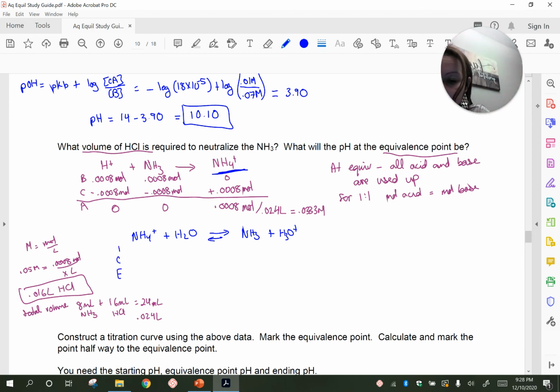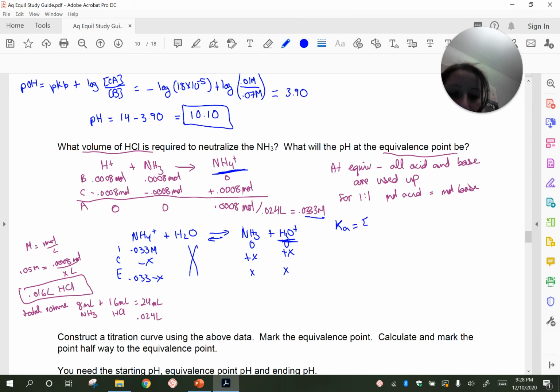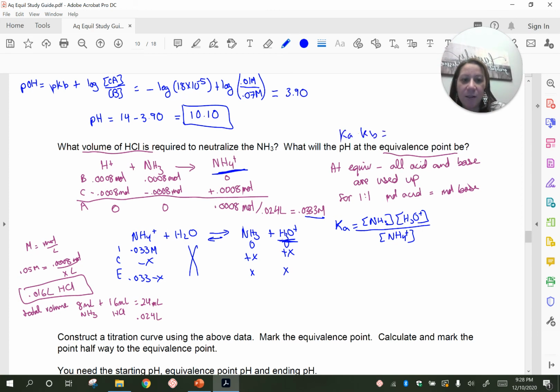I'm going to do an ICE chart. I got that this is 0.033 molar. Don't care about the water, 0 and 0. Some of it undergoes hydrolysis. The same amount is formed of these. So 0.033 minus X, X, and X. This is acidic because it's forming H3O plus. So I'm going to write the Ka expression. It is equal to the concentration of the ammonia times the concentration of the H plus or H3O plus, whichever you prefer, over the ammonium ion concentration. To find the Ka, if it's not given to you, you say that Ka times Kb is equal to Kw.